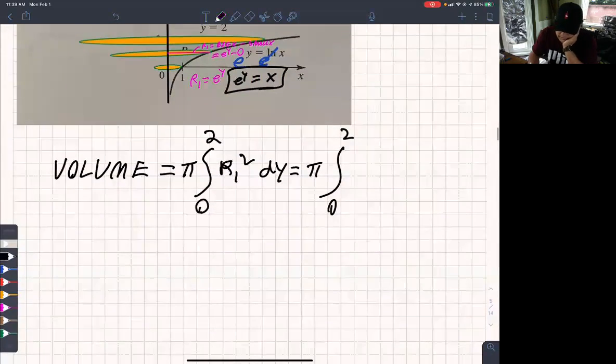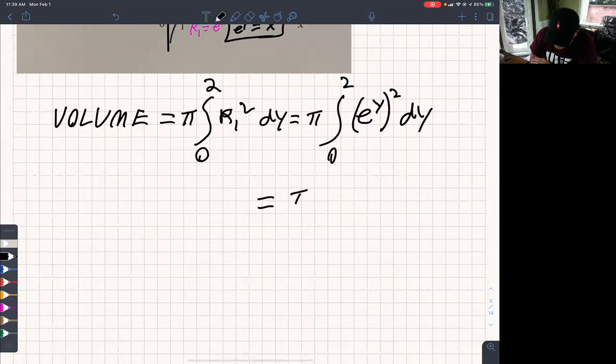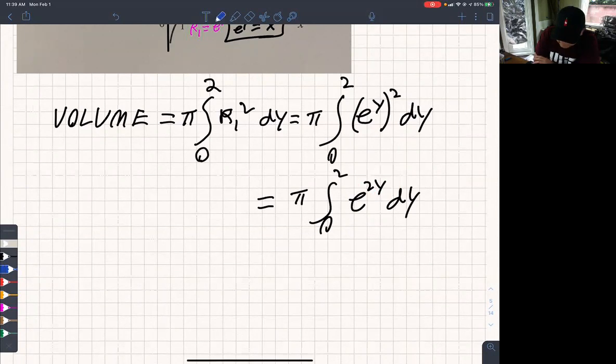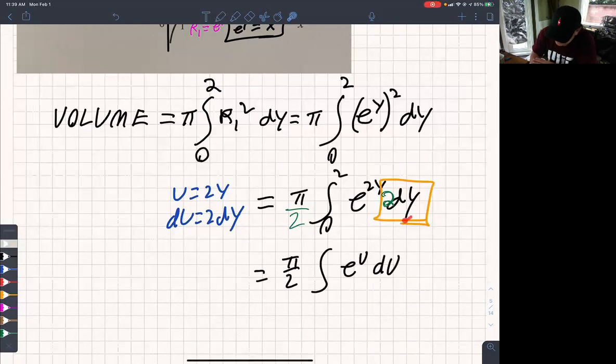So back here, it's pi times e to the y squared dy. I have 1 minute to finish this. This is crazy. So it's going to be pi integral from 0 to 2 of e to the 2y dy. This is not a function, so I have to replace it with u. du will be 2 dy, but here's my problem. I don't have 2 dy, but I can magically get it by multiplying by 2 here and a half here. And so I have pi over 2 times the integral of e to the u du.